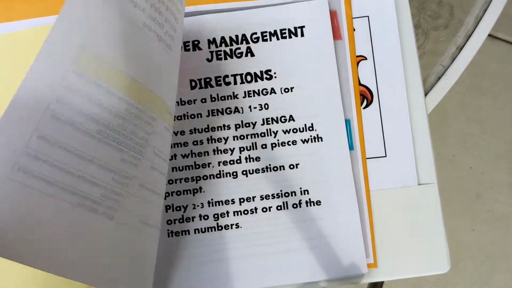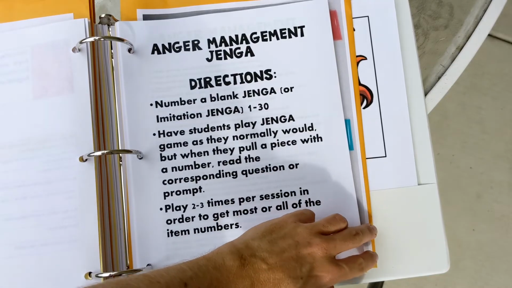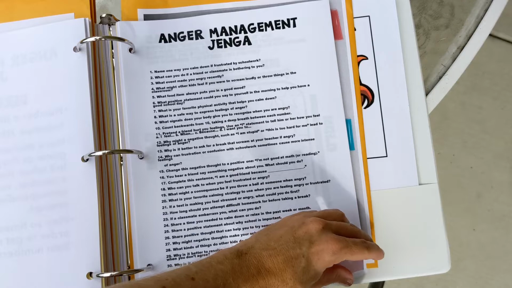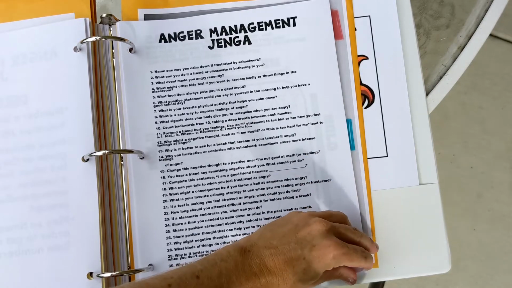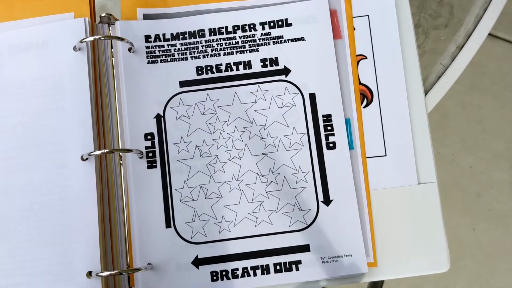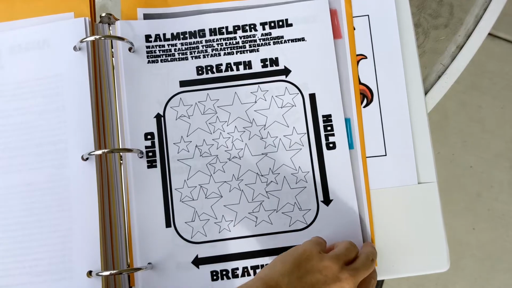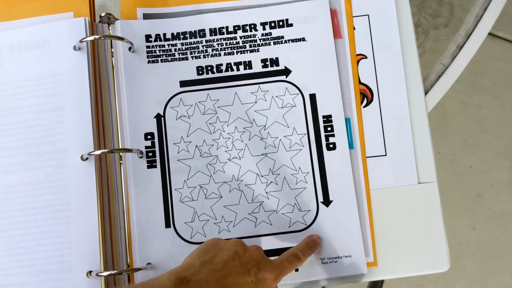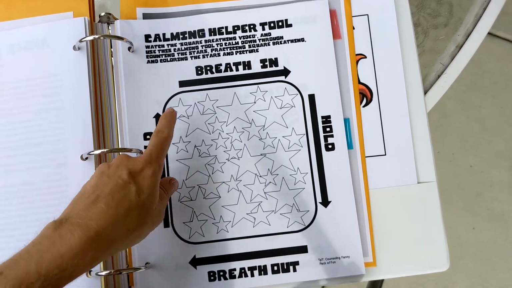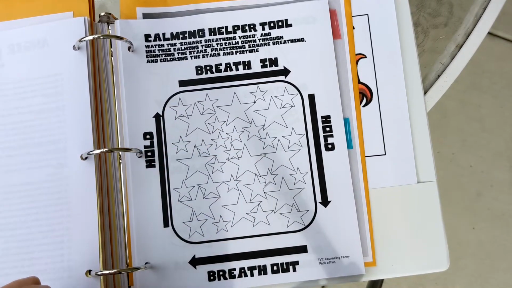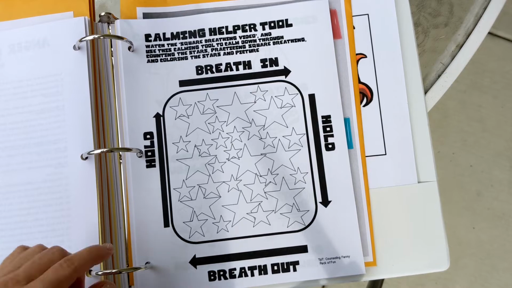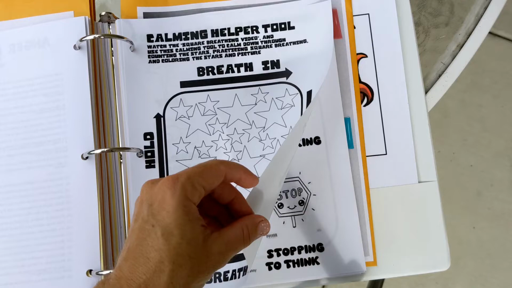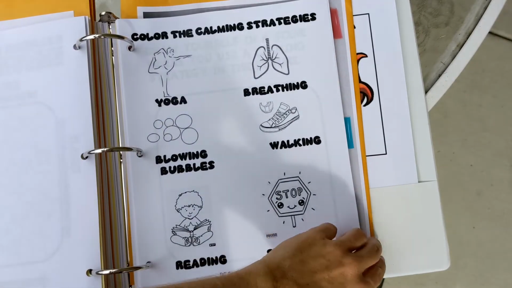April is anger control. There's your videos. Here is anger management Jenga. So again, you can use that Jenga for more than one game if you do purchase it. And then this is a calming helper tool that students can use in the classroom. It has them practice square breathing. It has them use counting as a calming activity, and then also coloring. And then it does say for the 4th activity for calming to talk to an adult.